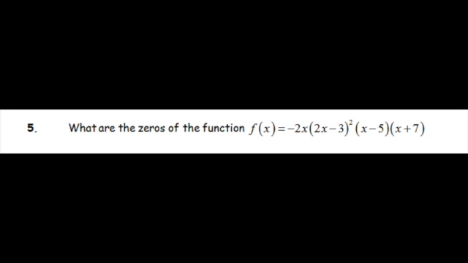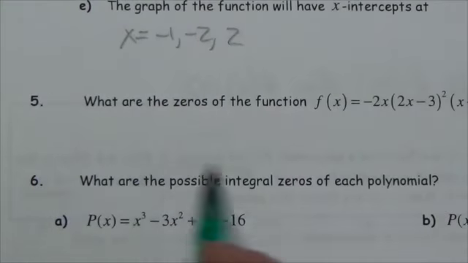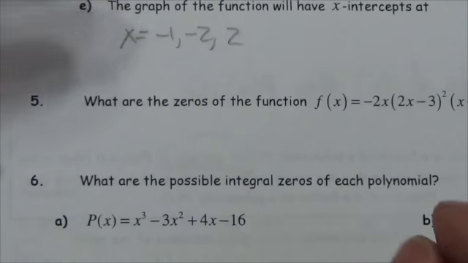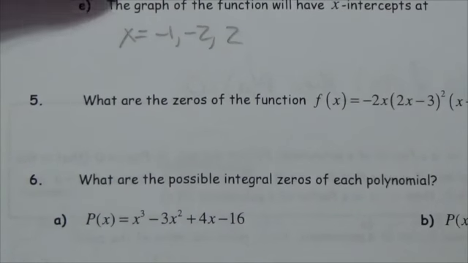What are the zeros of the function f of x equals negative 2x times 2x minus 3 squared times x minus 5 times x plus 7? All right, to answer this question, what we're going to do is identify every factor in this expression, and every factor has the possibility of going to 0.